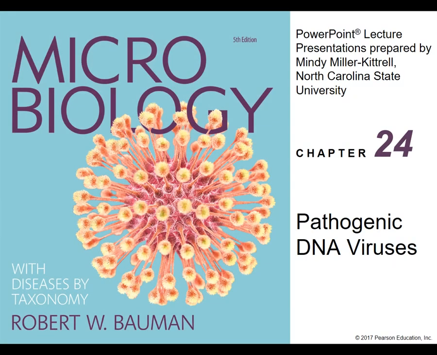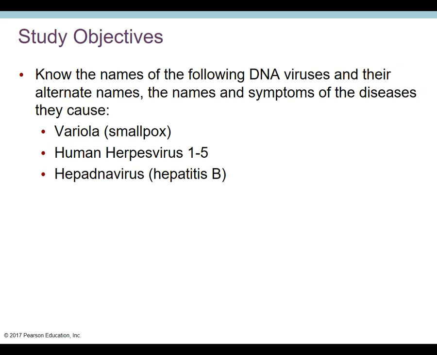So chapter 24 is about DNA viruses. And you need to know the names of the DNA viruses listed here, and their alternate names or common names, and the diseases and the names of the diseases they cause. Sometimes the name of the disease is different than the name of the virus.